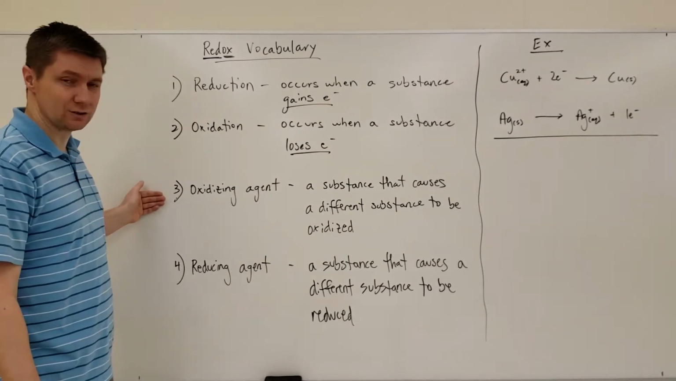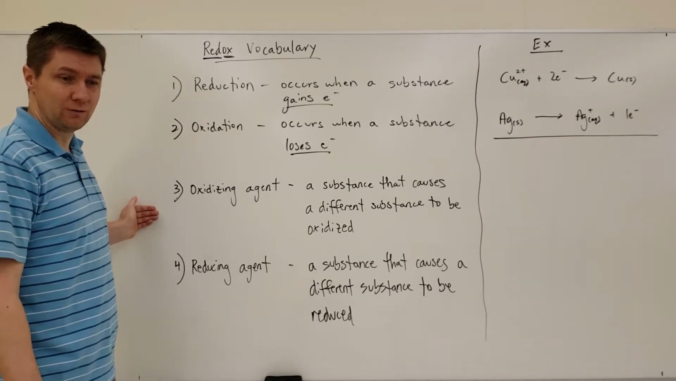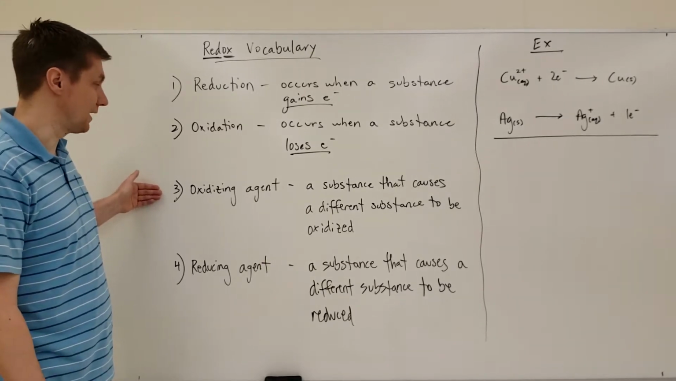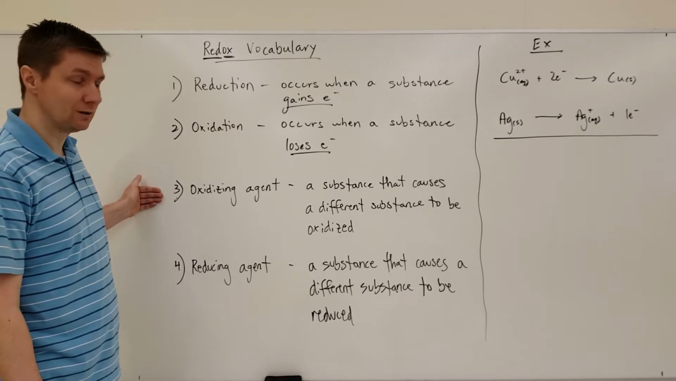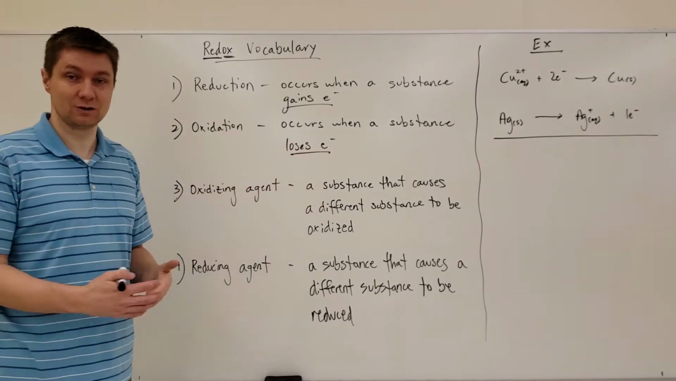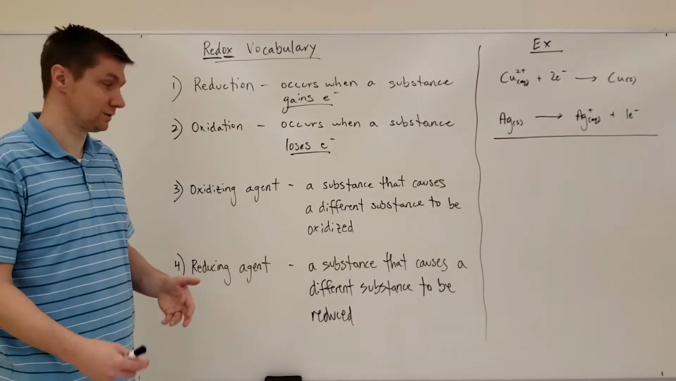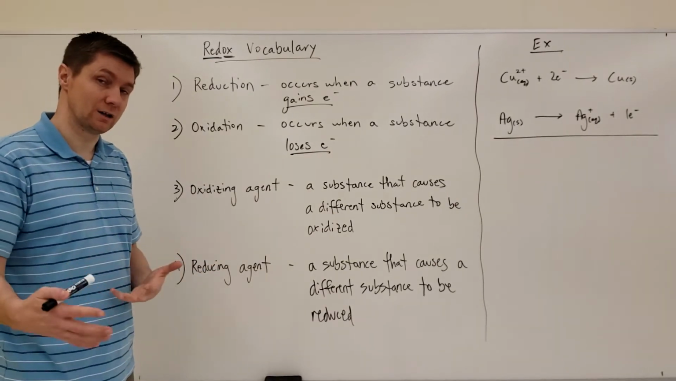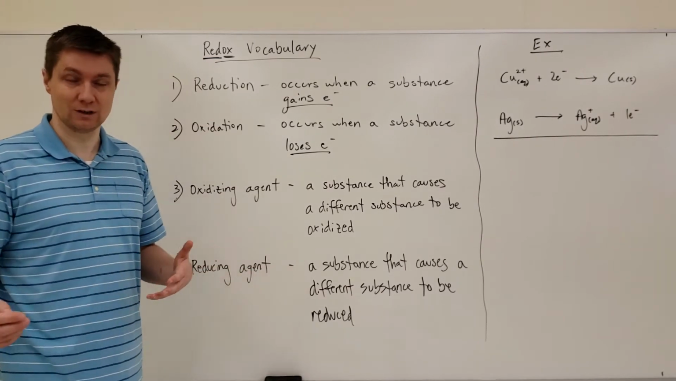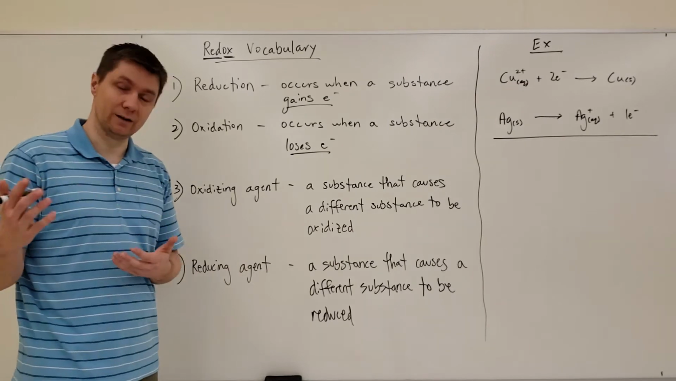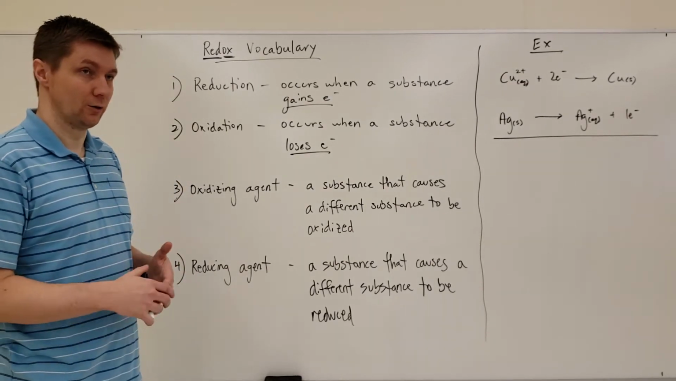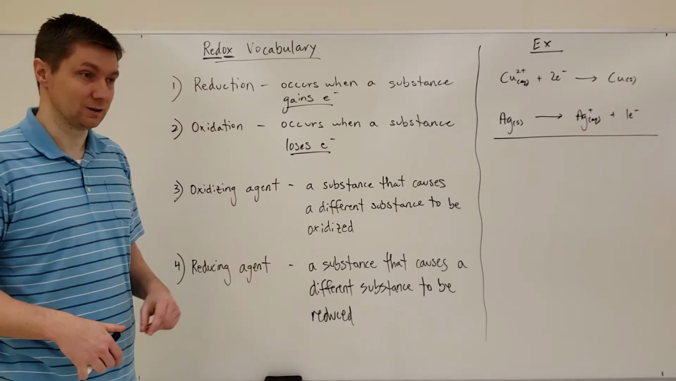And so there's two other terms that we use for associating those substances with each other. We have what's called an oxidizing agent, and this is a substance that causes another substance in a reaction to be oxidized. It's doing the oxidizing on that substance. A reducing agent is just the opposite. It's a substance that causes a different substance in that reaction to be reduced. In other words, it's doing the reducing on that substance.